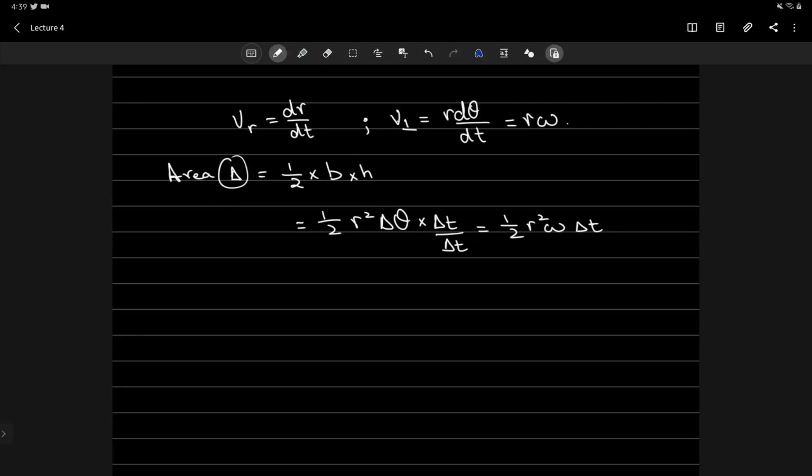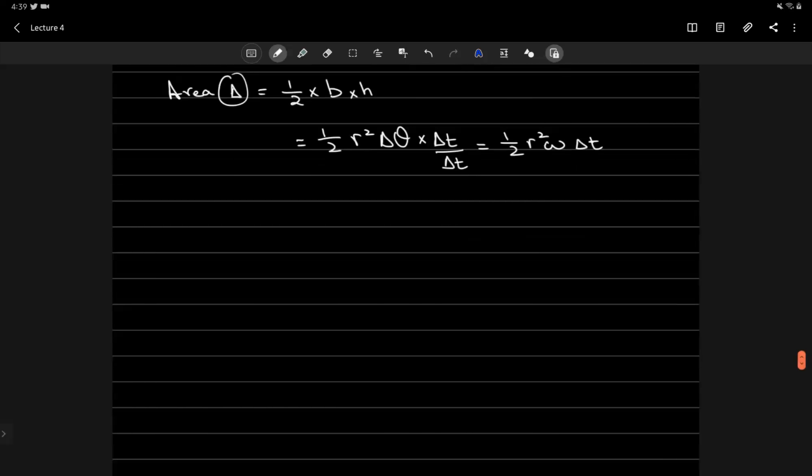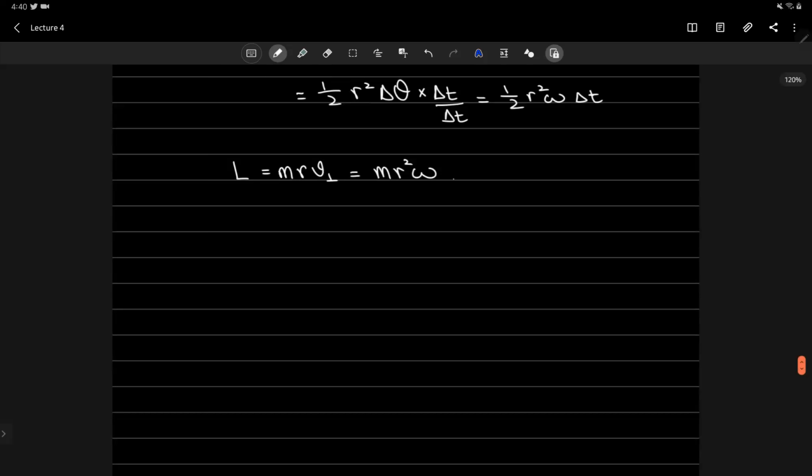Now the next step is to recall that the angular momentum of your planet would be L, which is equal to m r times the perpendicular velocity, right? Which I can write down as m r times r square and omega, because perpendicular velocity is just r times omega.